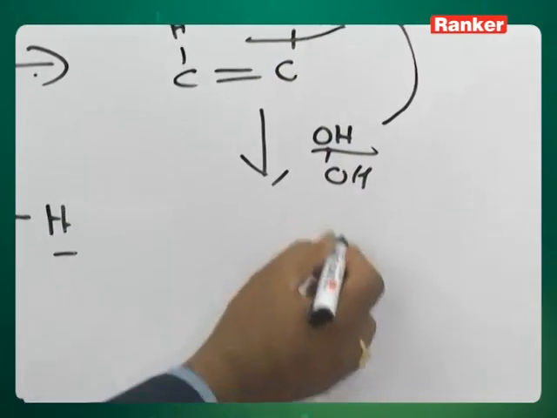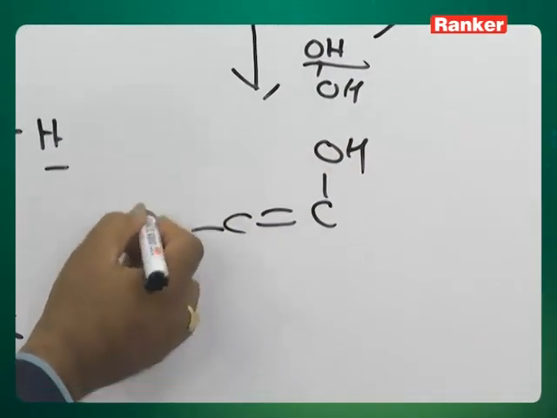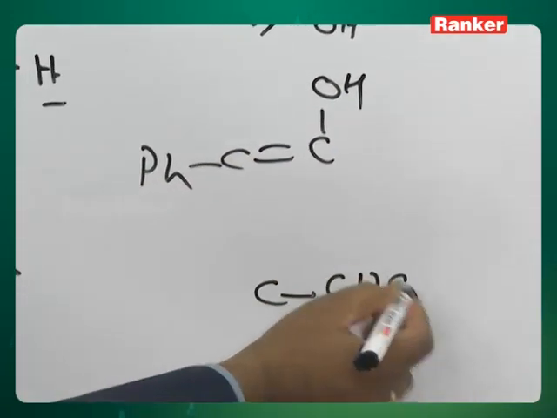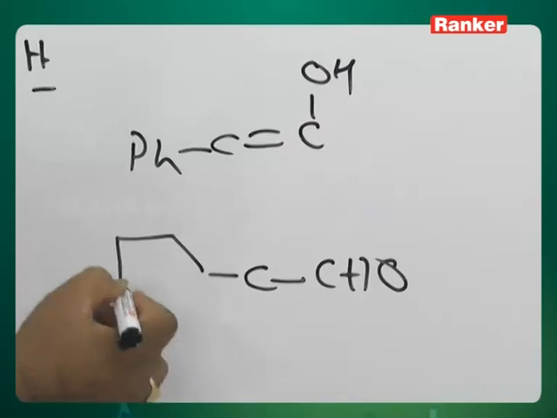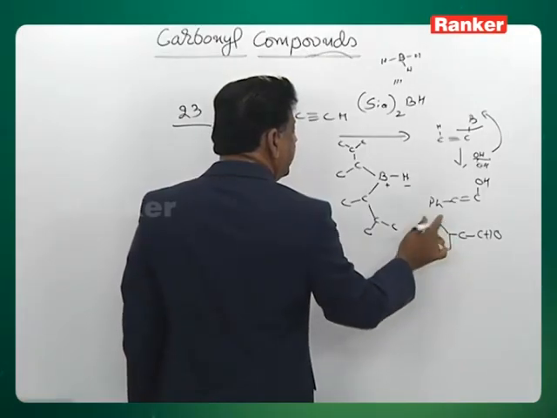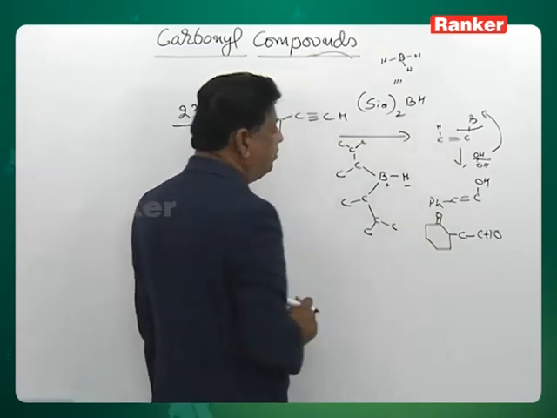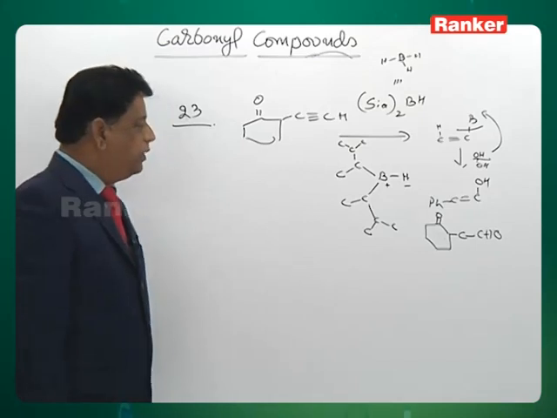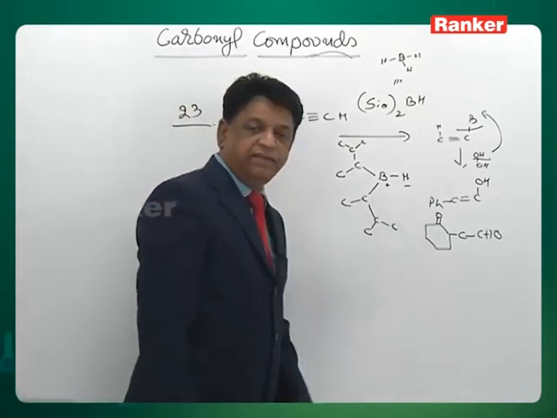So enol is formed. This enol has a phenyl group, however this enol tautomerizes and you will get an aldehyde group. So finally what comes is a benzene with the carbonyl group, and on the side you will get a CH2CHO. So this is the final answer. Search for this answer in this reaction.